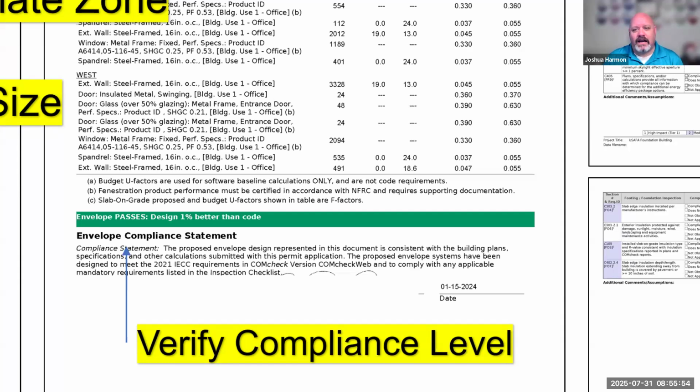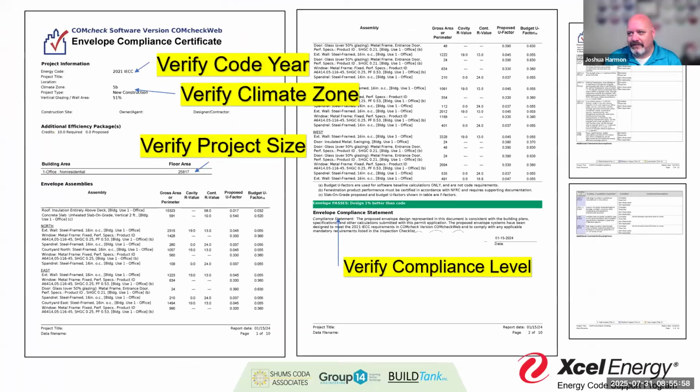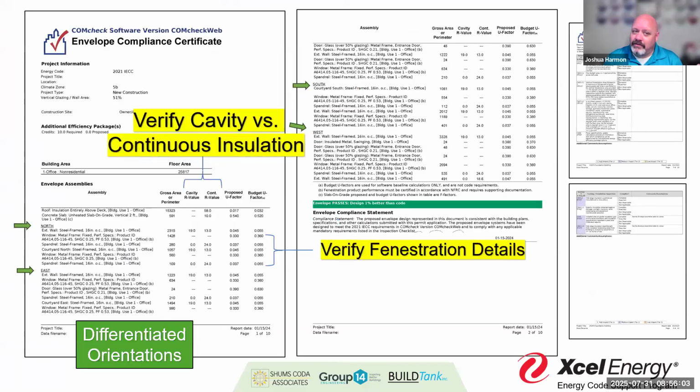It just happens, right? That's not the information we want to see or provide, right? So again, we're going to verify the project, we're going to verify that compliance rate. We'll do the same thing. We're going to be evaluating cavity versus continuous.